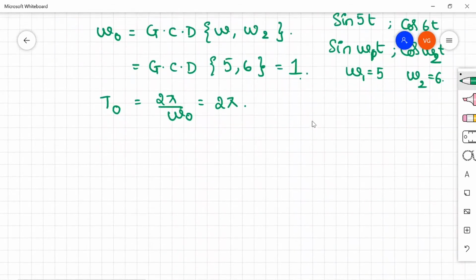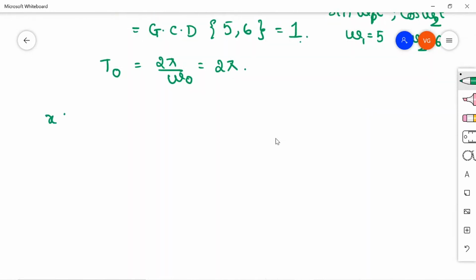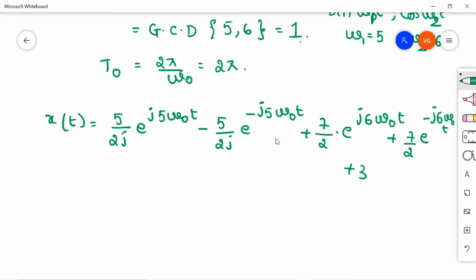So let us write the given x of t in terms of omega naught, as omega naught is equal to 1 here. I'm just writing omega naught everywhere in the power. 5 by 2j e power j5 omega naught t, right? Minus 5 by 2j e power minus j5 omega naught t plus 7 by 2 e power j6 omega naught t, right? Plus 7 by 2 e power minus j6 omega naught t plus 3 I have, right?